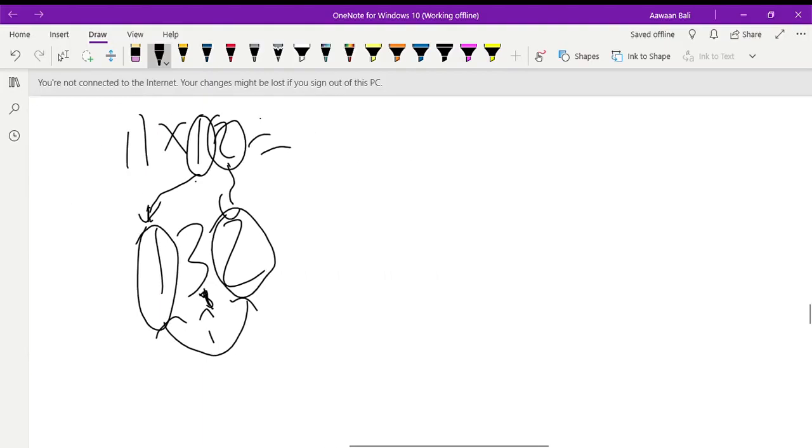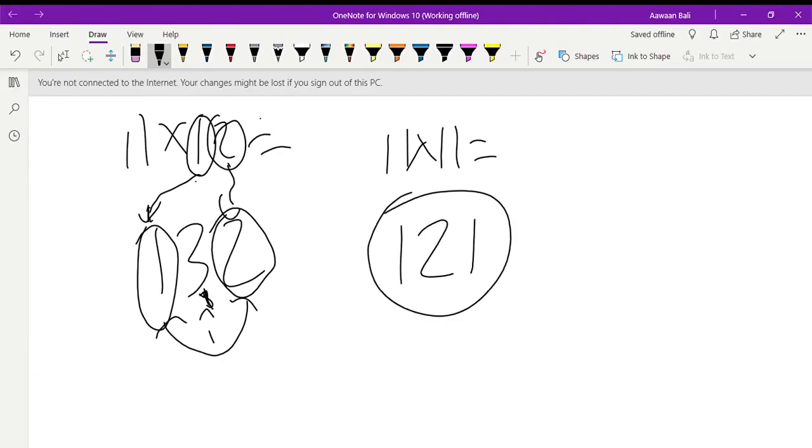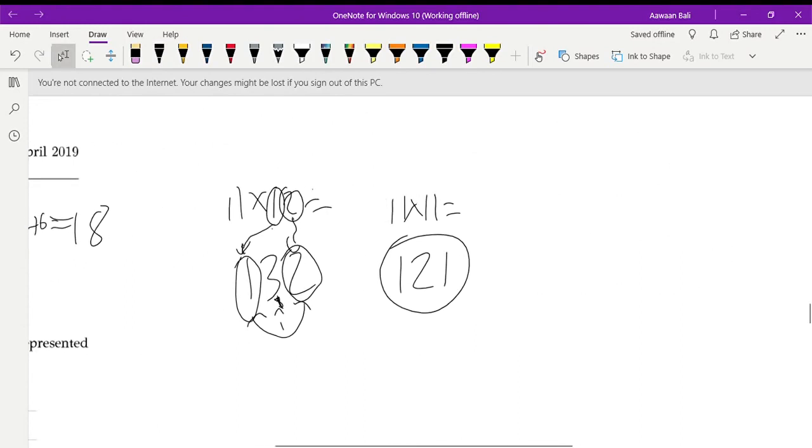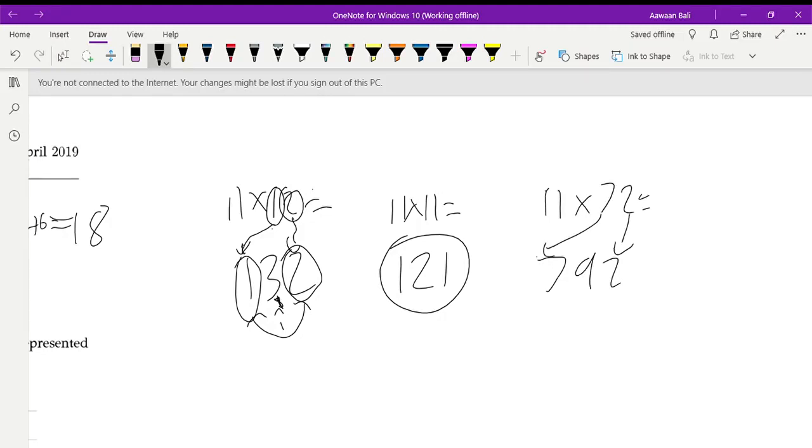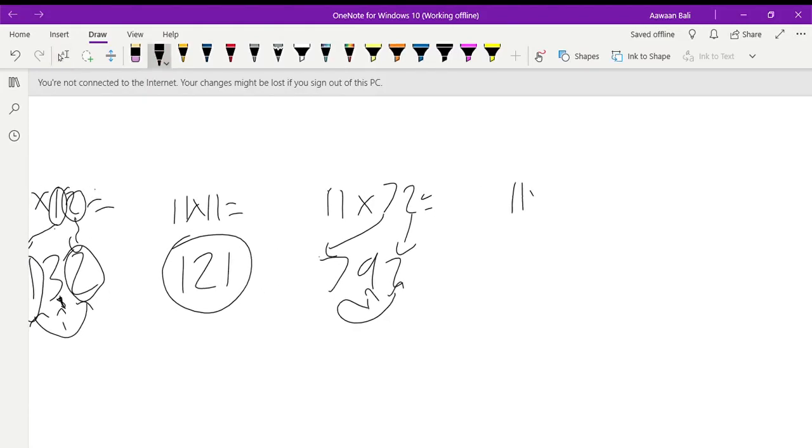You can even check this with 11 times 11. So you can say 112, 121. You can check it on your calculator if you want. It's the same with 11 times 72: 792. 7 goes here, 2 goes here, 7 plus 2 is 9. And if you have a bigger number like 11 times 89, the 8 goes here and the 9 goes here. But wait, 8 plus 9 is 17, and you can't fit a 2-digit number into 1 digit. So you carry over that extra 1 here, and then it becomes 979.